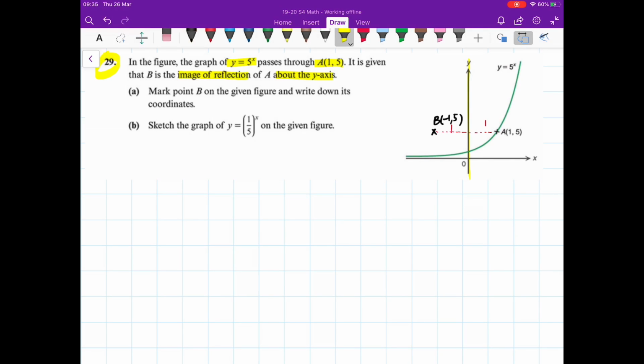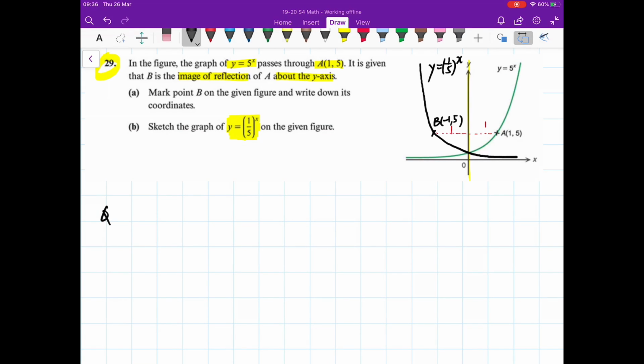Okay, done. For part B, it asks you to sketch the graph of y equals 1 over 5 to the power x. We know that it is just the reflection of the original graph y equals 5 to the power x. So we simply draw the reflection. Then this is the result, y equals 1 over 5 to the power x.